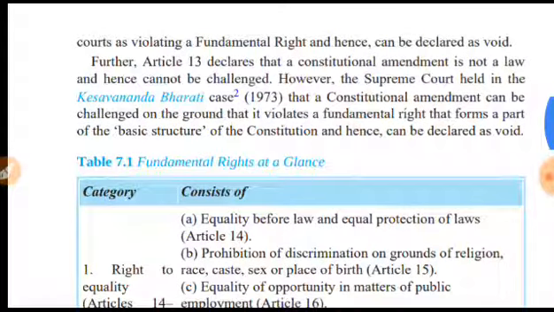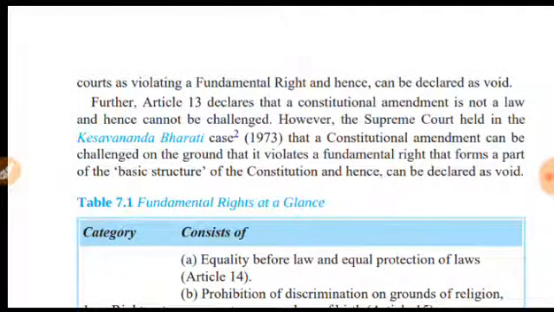Further, Article 13 declares that a constitutional amendment is not a law and hence cannot be challenged.